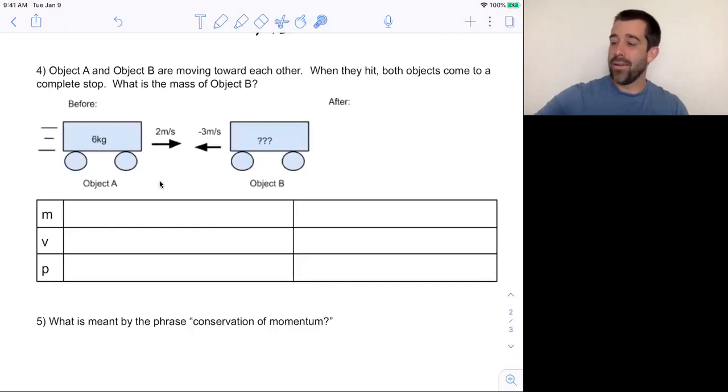We've got object A and object B moving toward each other. When they hit, both objects come to a complete stop. What is the mass of object B?